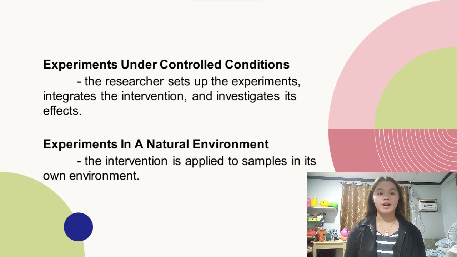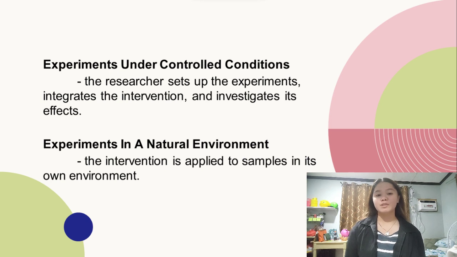On the other hand, experiments in a natural environment involve applying the intervention to samples within their own natural environment. This means that the experiment takes place in a real-world setting, such as a community or a specific population. The researchers observe and measure the effects of the intervention as it naturally occurs, without manipulating the environment or controlling external factors as strictly as in controlled conditions.